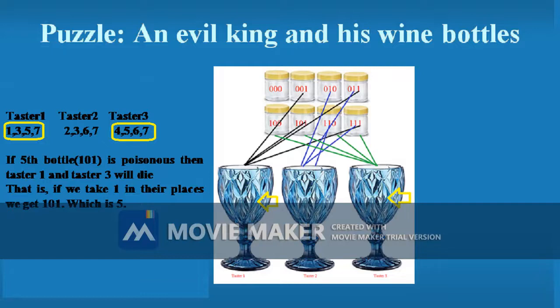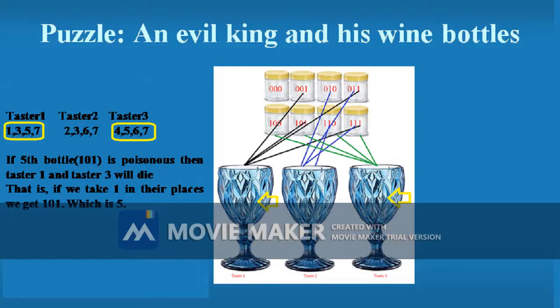If taster 1 and taster 3 died, taster 2 did not die. That indicates 7 is available in all the glasses, meaning the wine taken from all the 3 glasses contains the drops of bottle 7. If bottle 7 had been poisonous, then taster 2 also would have died.